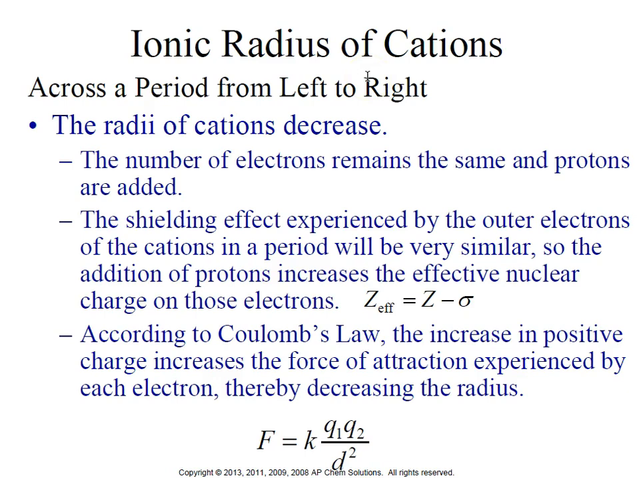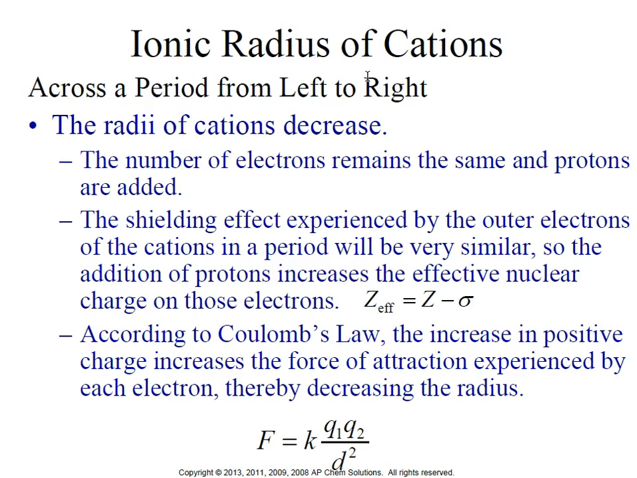All right, what if we move from left to right? Now we're talking about cations, moving from left to right. So let's say we're talking about lithium plus and beryllium plus 2 and boron plus 3. If we're moving across like that, they have the same exact number of electrons, but we're adding protons. So they're going to be getting smaller.